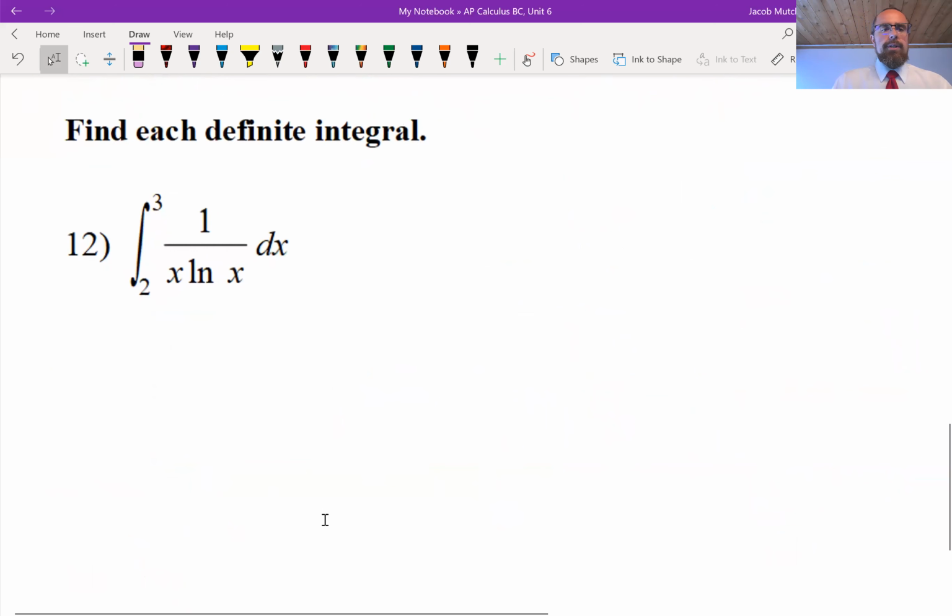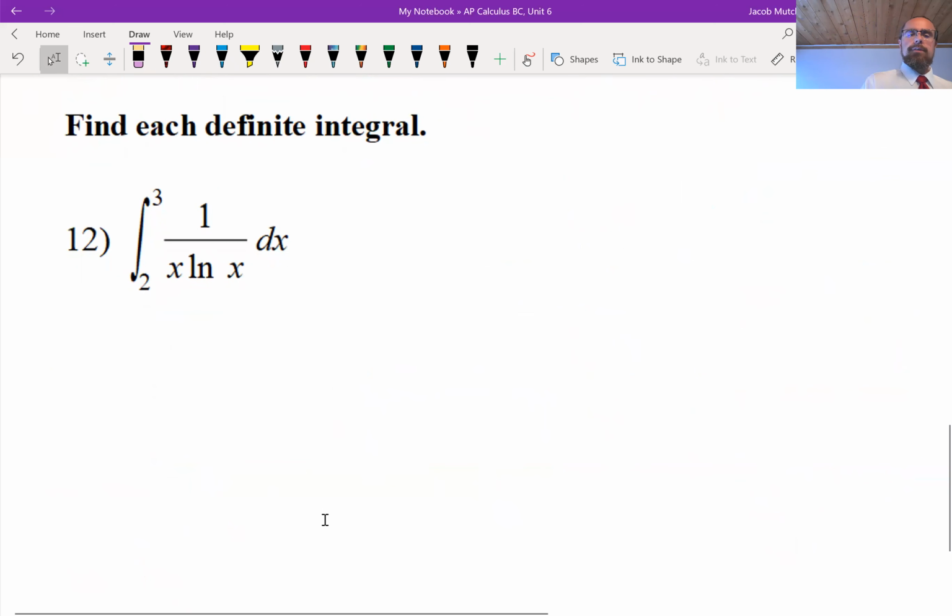Our last example is this definite integral from 2 to 3 of 1/x natural log of x dx. So on this example, we just have to find the evaluation of the definite integral. So I want to start off, the tricky part with some of these questions is to know what to define as my u substitution. So I'm going to choose natural log of x to be my u. So I'll make that equation here, u equals natural log of x.